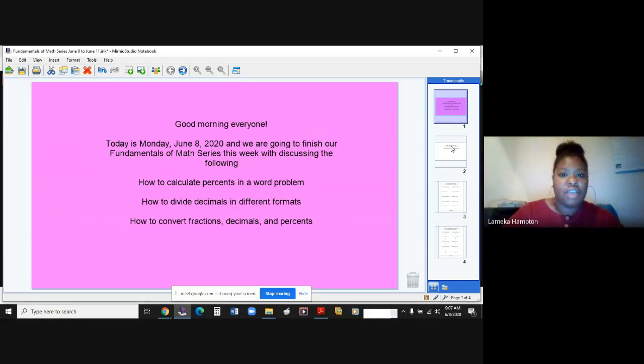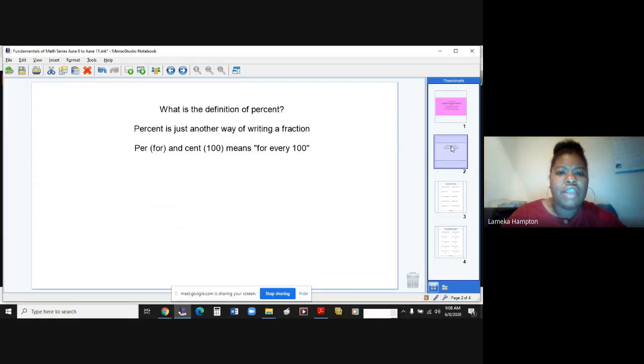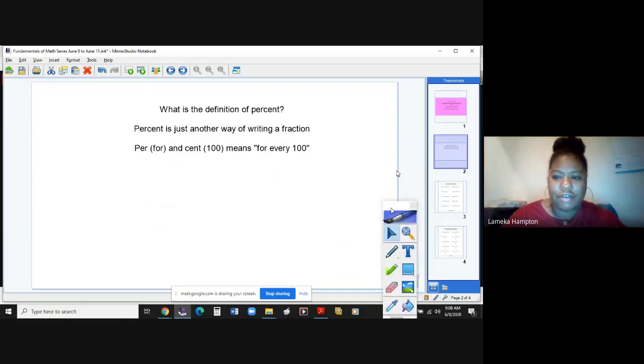But before we begin, I want to make sure that we all understand what a percent is, what actually is a percent, and how does it work. We see it every day, and how do we use it every day? That's what I want to talk about for a little while. What is the definition of percent? A percent is just another way of writing a fraction. And I'm actually going to prove that right now.